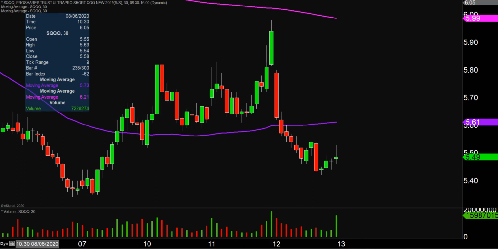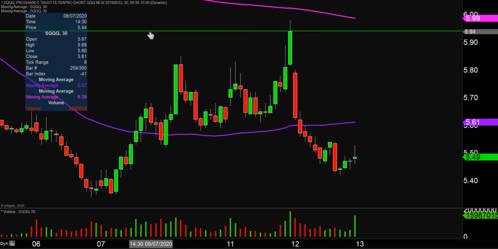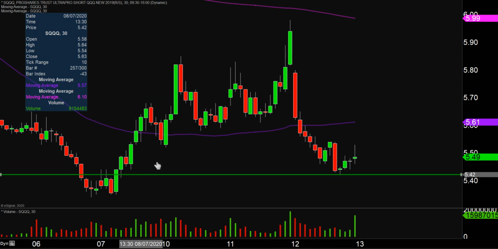Now, moving forward, really two main levels of support stand out quite a bit. First key level, nothing fancy or complicated other than the fact of where did the party finally stop today in the downside direction. And that was right there at $5.42. So $5.42 is going to be that first area of support that you'll want to watch.